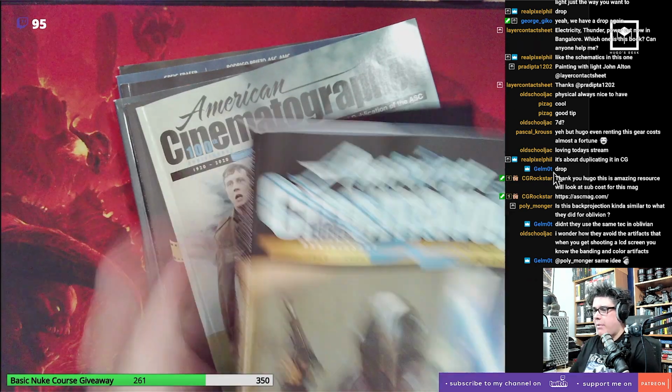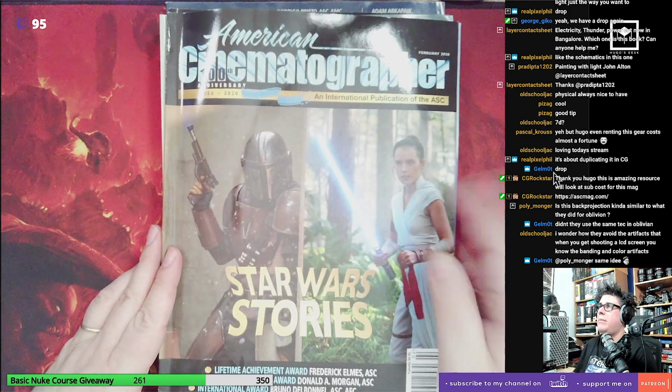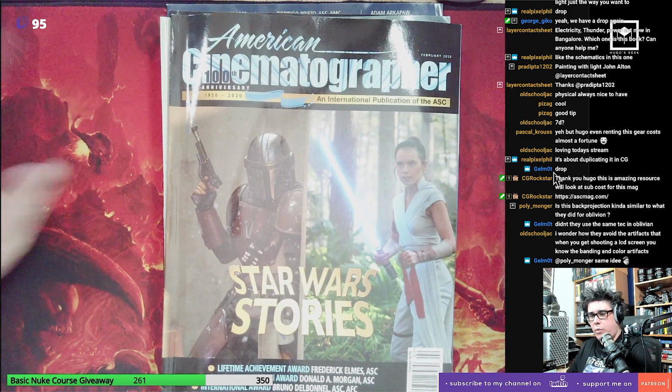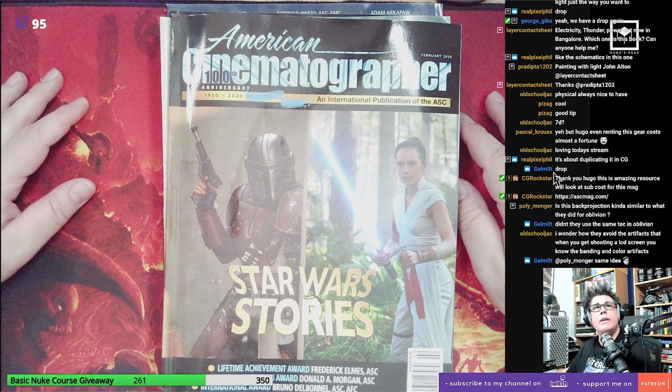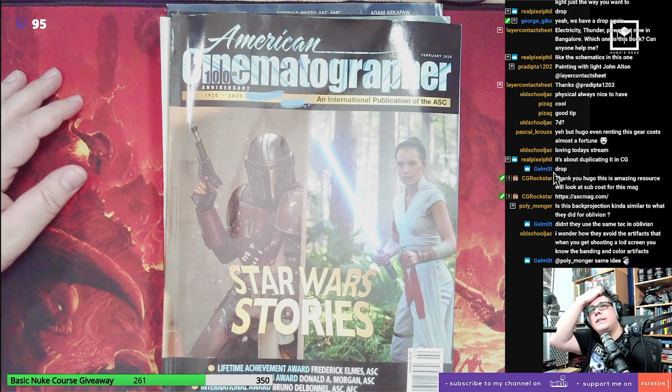Again, I'm not going to waste more time about this, but you should really look into the American Cinematographer. I've been reading this magazine for years now. Very important magazine for my career. Very important magazine for the visual effects industry, I believe.